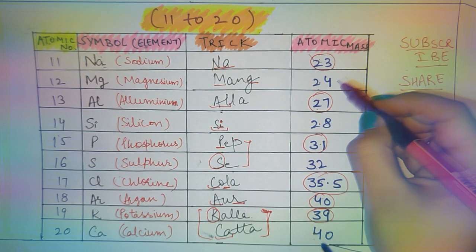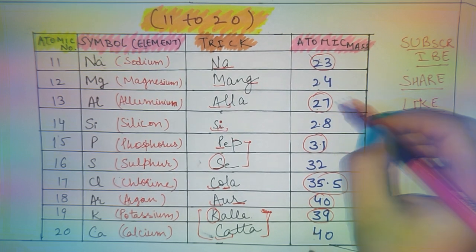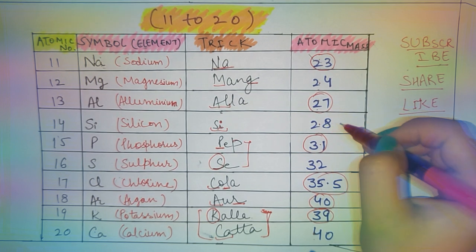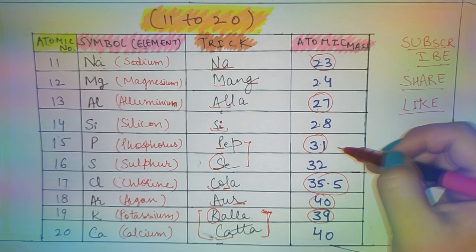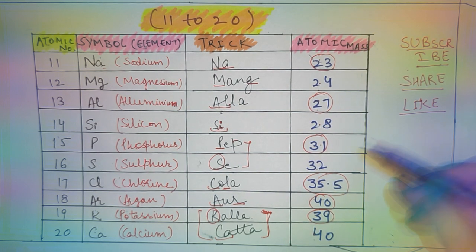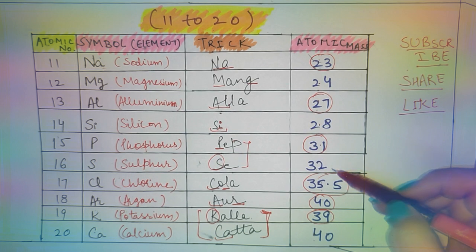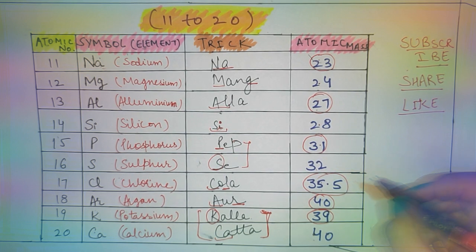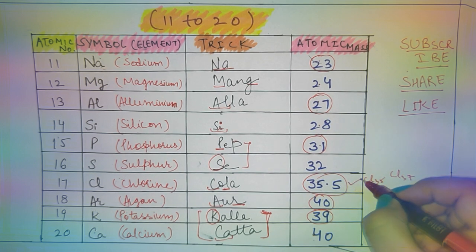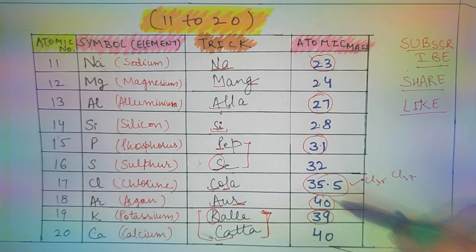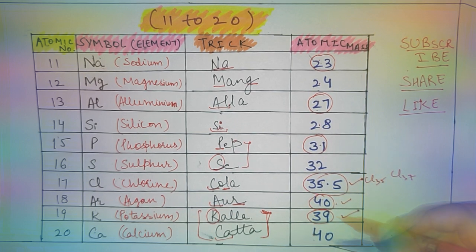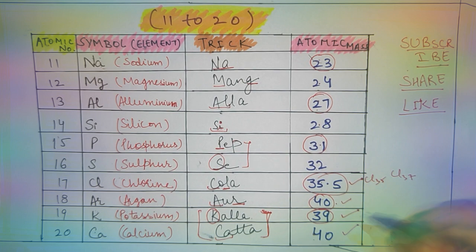For magnesium, double of 12 is 24. Aluminium, it should be 26 but it is 27. For silicon it should be 28. For phosphorus it is 31 but it should be 30, because of the existence of isotopes. Same with sulfur, 32. Same with chlorine, we have chlorine 35 and chlorine 37. Because of that we get atomic mass 35.5. Now argon is 40, and potassium should be 38 but it has 39, and for calcium it is 40.